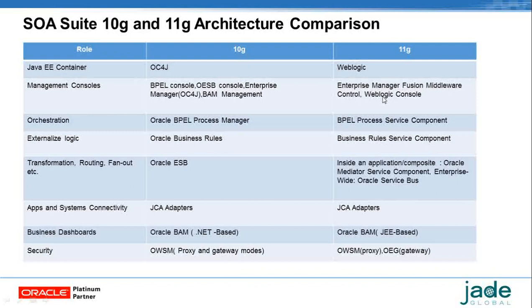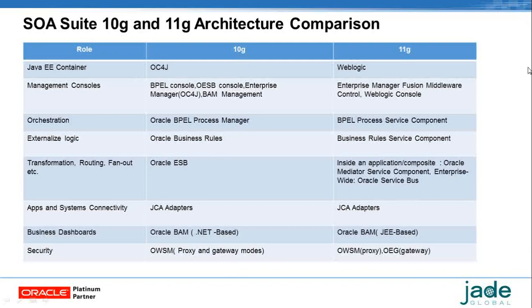And for the transformation, routing, and fan-out, etc., we have Oracle Service Bus, and Oracle Service Bus still continues to be in 11g, but that's more at an enterprise level. If you want to use it, you can. Otherwise, within an application, you have a more lightweight mediator kind of service component which performs some of the functionalities of Service Bus. That is called Oracle Mediator Service Component.